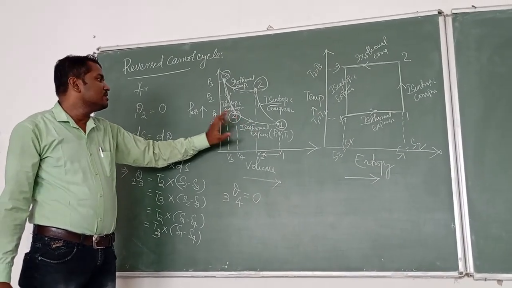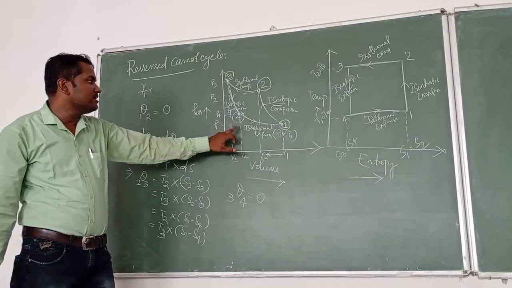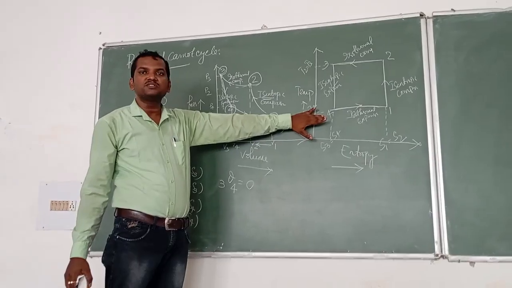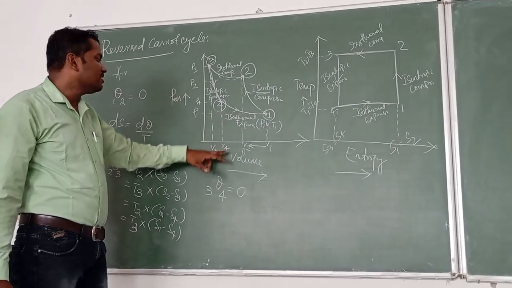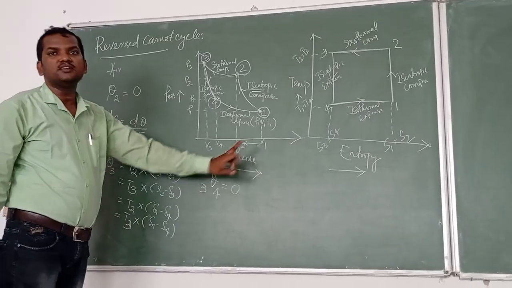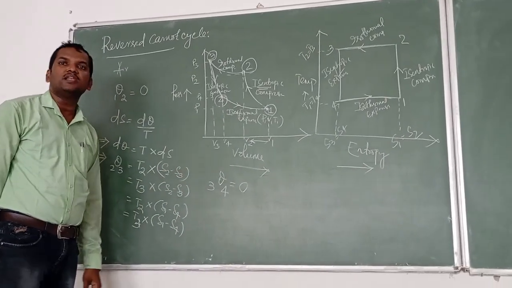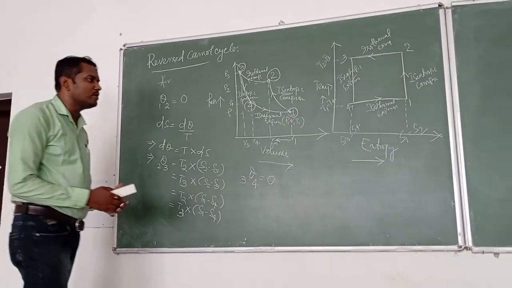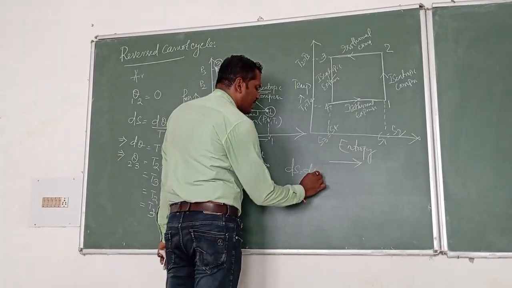During the process the pressure falls from P4 to P1, and the temperature remains constant, T1 is equal to T4. Another thing is the volume increases. Since it is an isothermal expansion process, we know that ds equals dq by T, we can write ds is equal to dq by T.